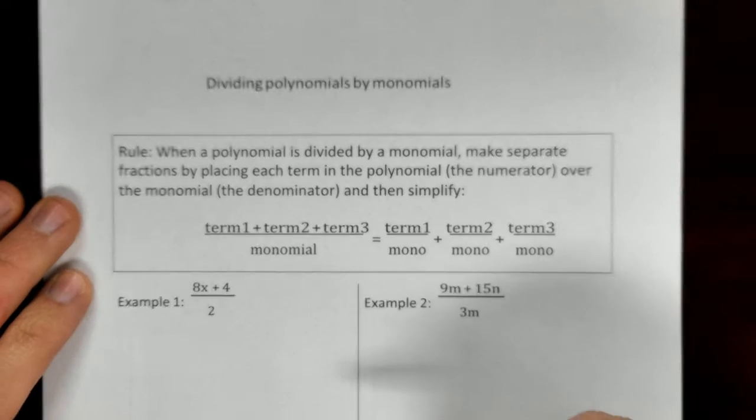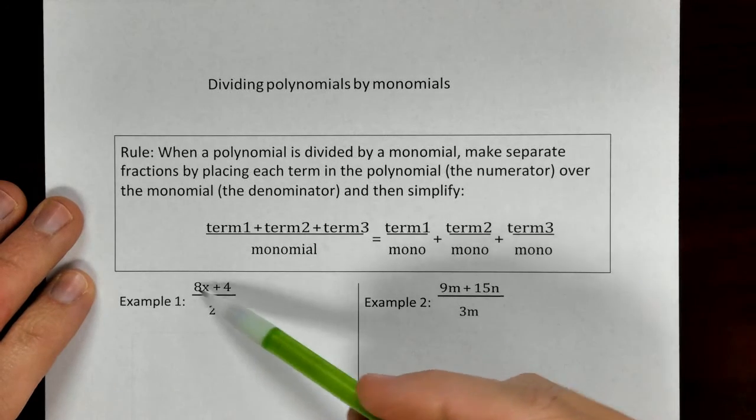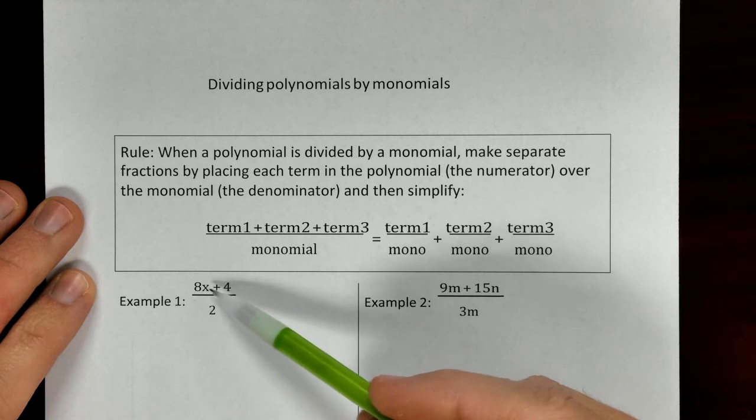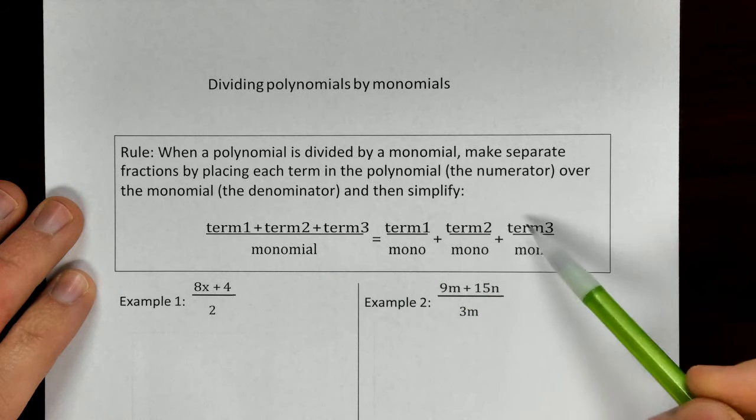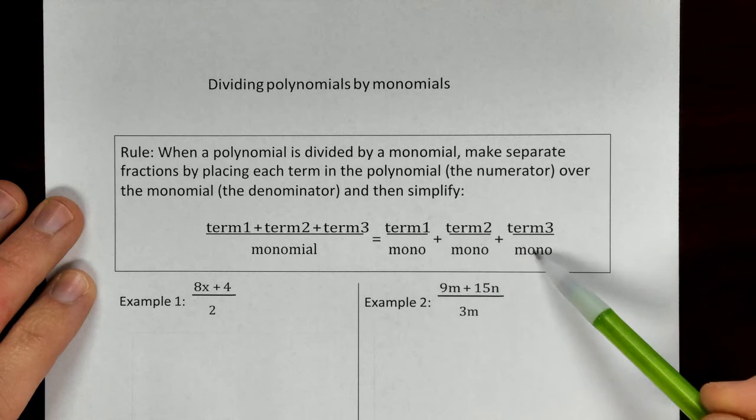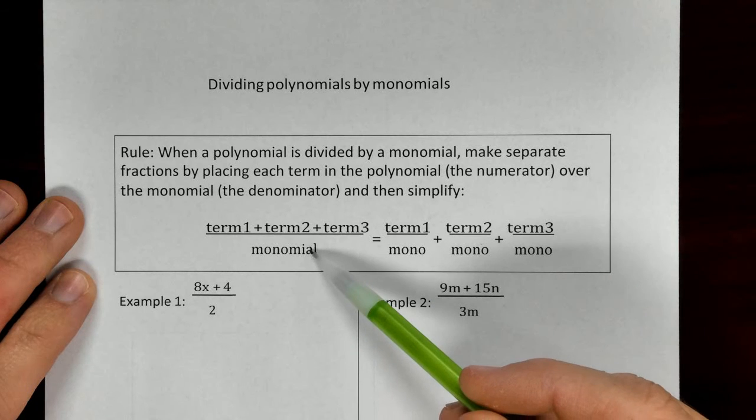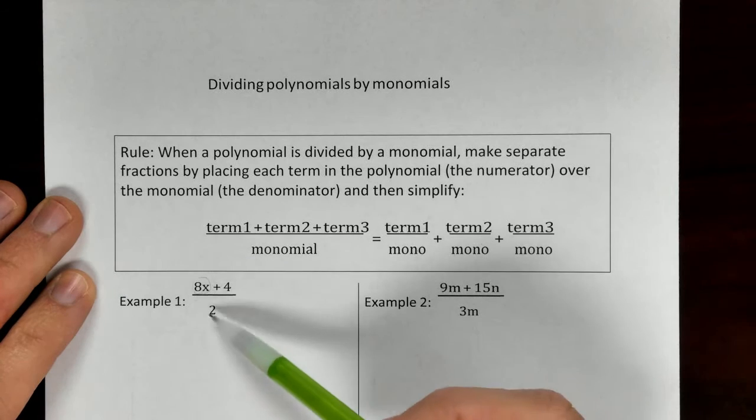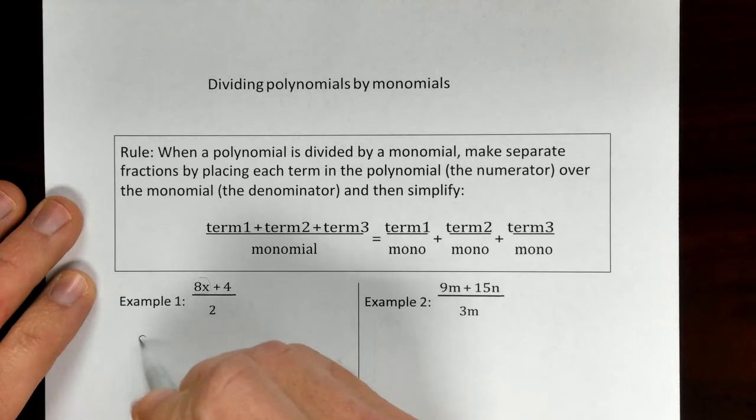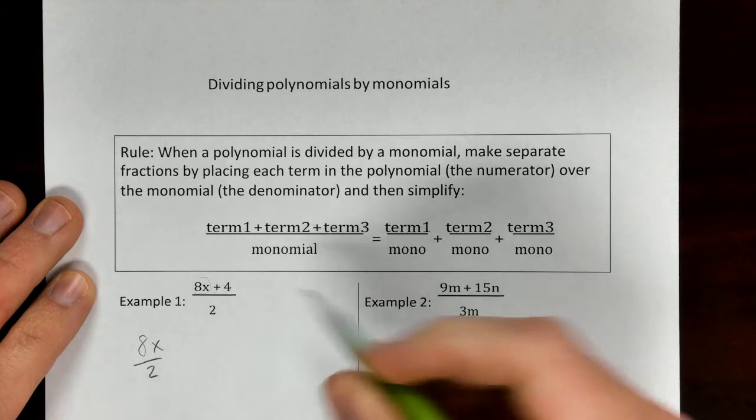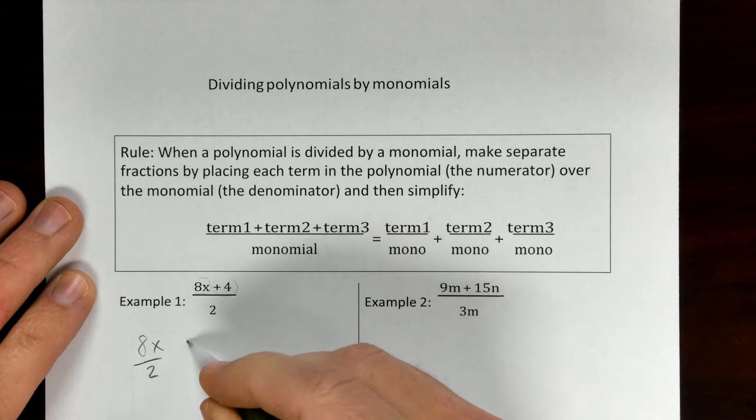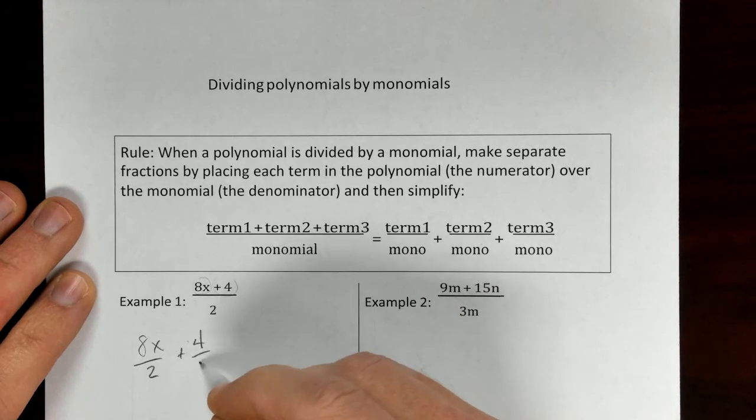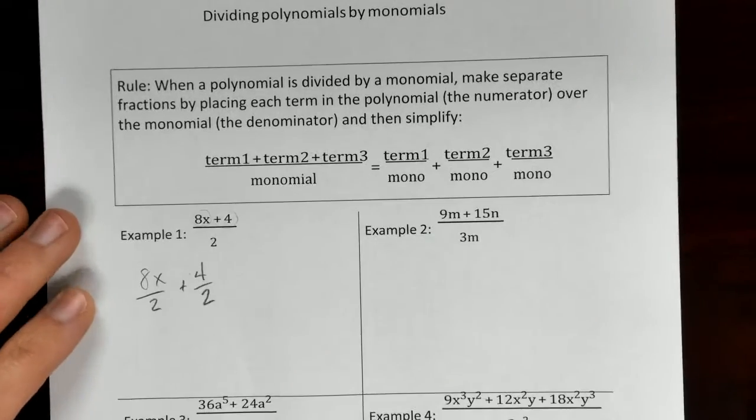Alright, so what you're going to do, guys, is take your polynomial in the numerator and separate it out into terms, and put each one over the monomial on the bottom, because everything is divided by that monomial. So for example number 1, I'm going to take 8x, which is the first term, and write it divided by 2. And then I have the plus 4, and I'm also going to write that divided by 2.